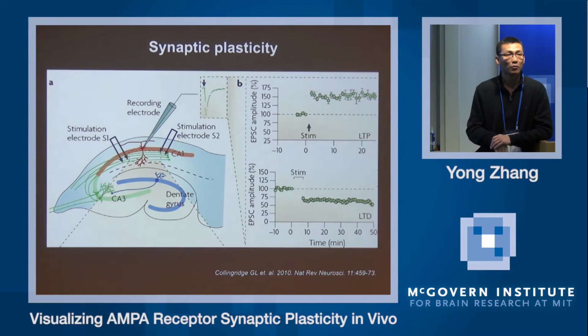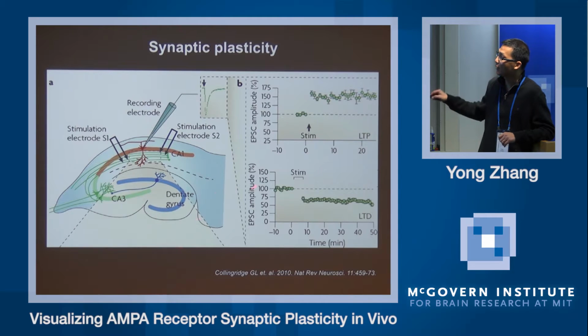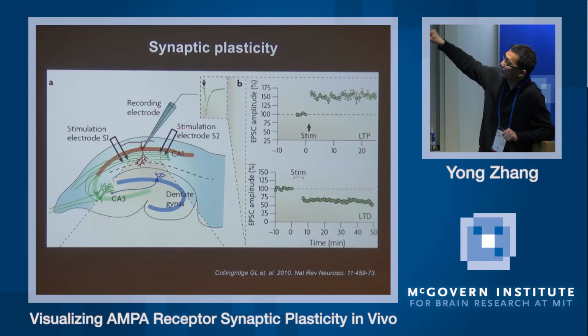Synaptic plasticity is best studied using electrophysiology methods, especially in hippocampal acute brain slices. As shown here, this is the recording electrode, and on either side is a stimulation electrode. If you record the baseline, you'll see the baseline is relatively stable. But if you pair the recording with a high frequency stimulation, you'll detect a dramatic increase in EPSC amplitude, indicating an increase in the synaptic strength.